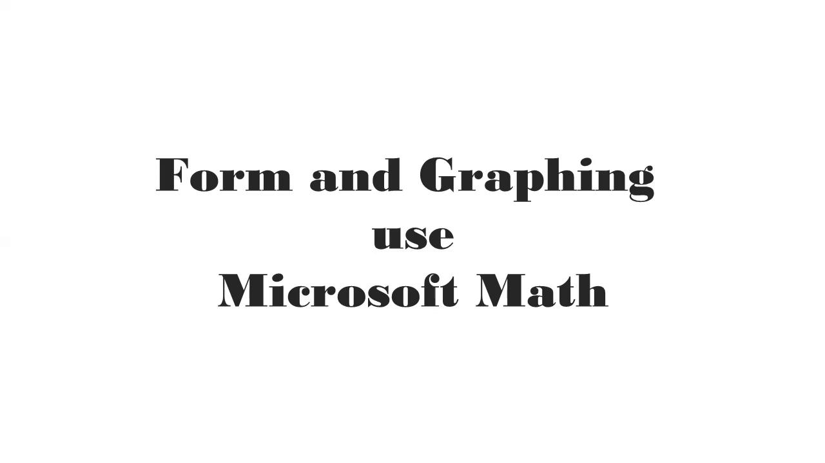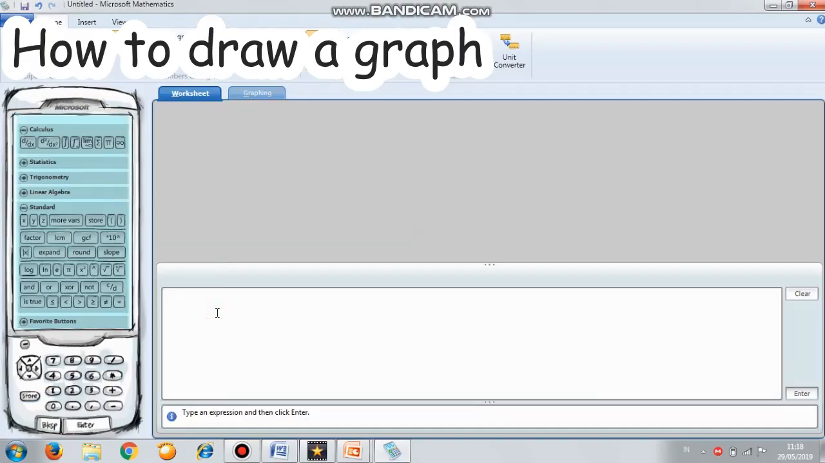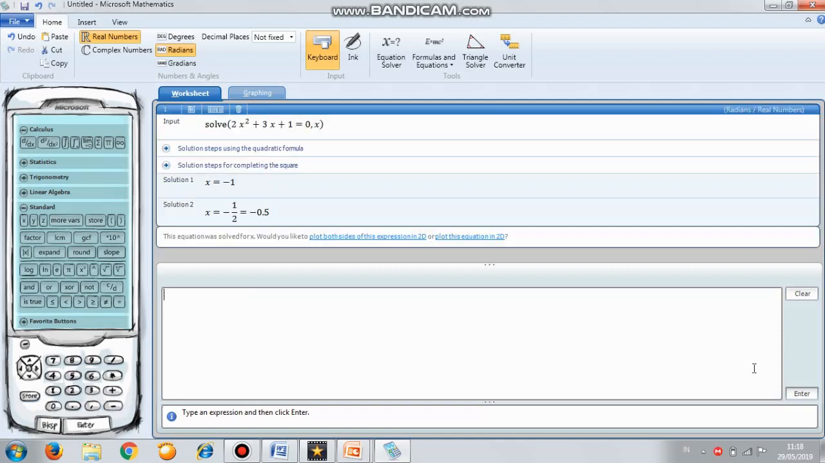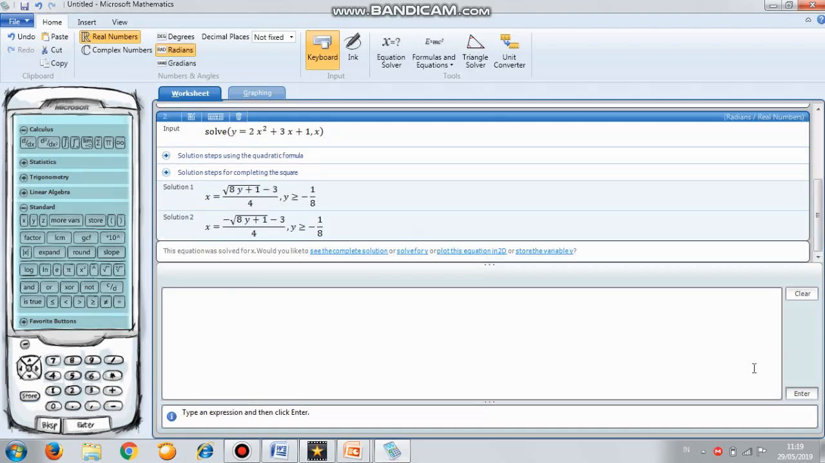From engraving, use Microsoft Mathematics. How to draw a graph? First, we write the quadratic equation in the box: 2x squared plus 3x plus 1 equal to 0. And it displays like this. It displays the solution 1 and the solution 2. And then we write y equal to 2x squared plus 3x plus 1, and this is the solution of the quadratic equation.